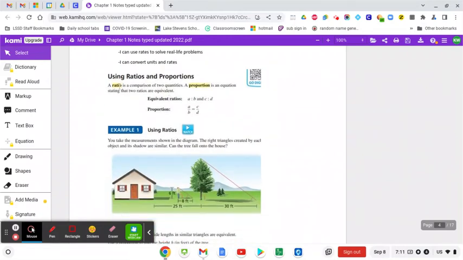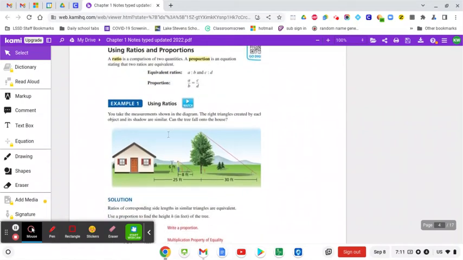So what is a ratio? A ratio is just a comparison of two quantities. A proportion is an equation that states that two ratios are equivalent. So if we know that the relationship from A to B is the same as the relationship from C to D, we can write it as a proportion. A over B is equal to C over D. Notice this means that A and C are equivalent to each other and B and D are the equivalent ones to each other.